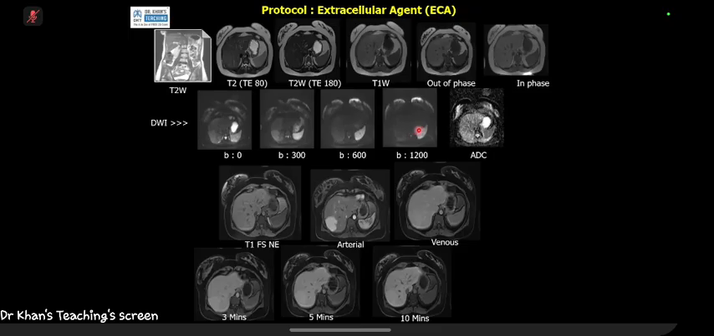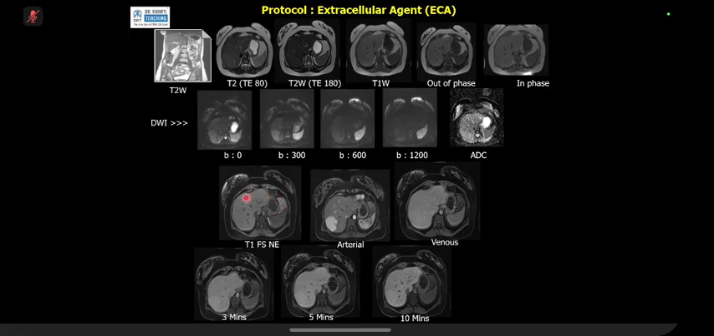Then this is our favorite phase, which is the diffusion weighted scan, in which malignant lesions usually show restricted diffusion. They are bright on DWI. And for benign lesions, a pitfall: hemangioma is a benign lesion but will show restricted diffusion.